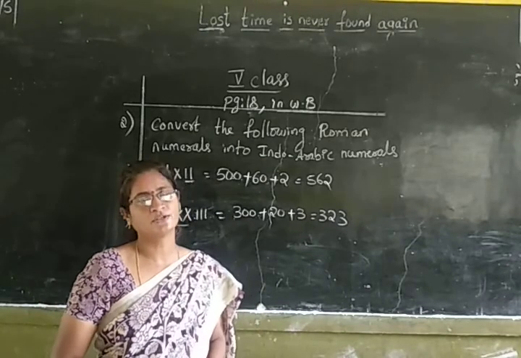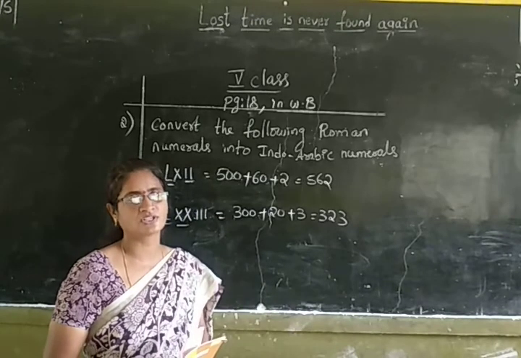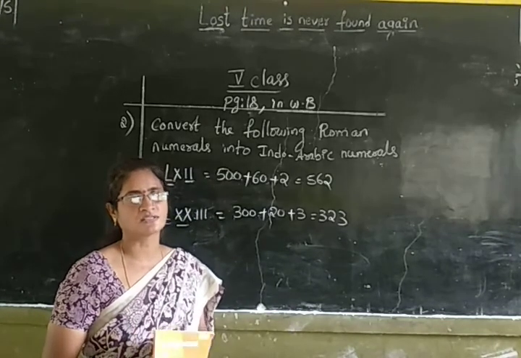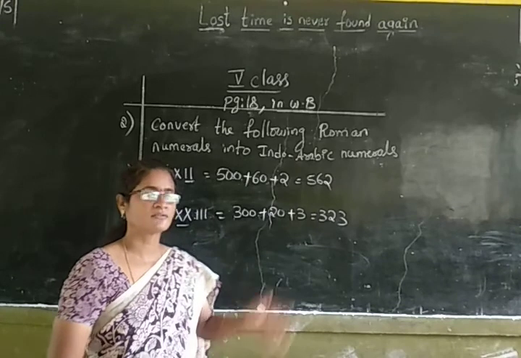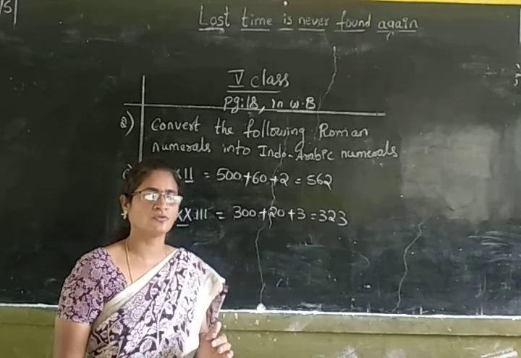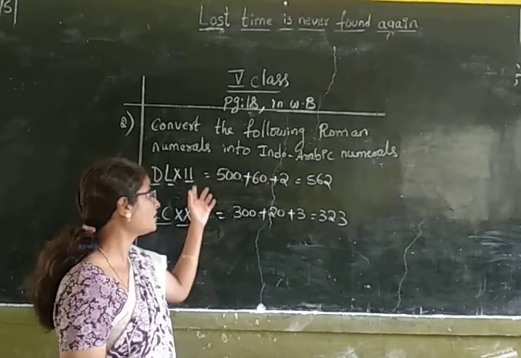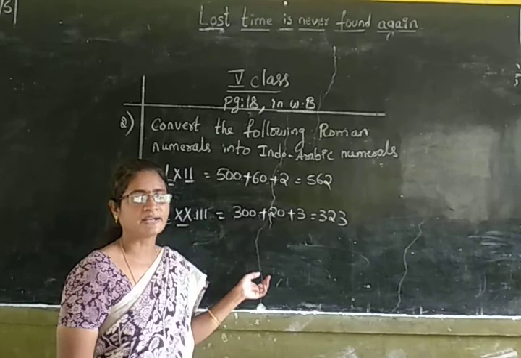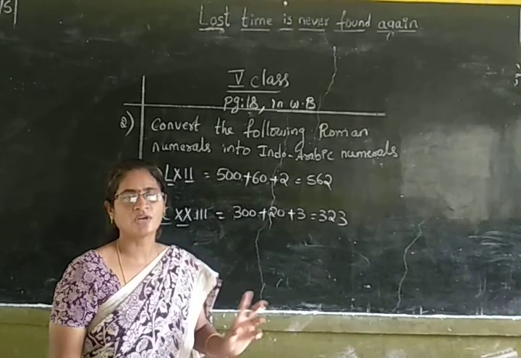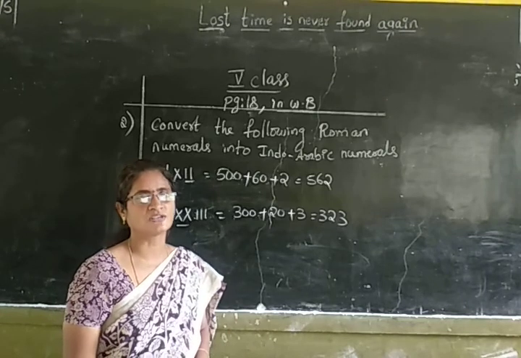Remaining sums you try to do on your own. I will be giving answers for both the first question and second question so that you can check your answers. Did you understand, children? I have done 5 sums in the first question. Remaining sums you do on your own. I will be giving the answers in the WhatsApp so that you can check your answers. Similarly, I have done 6 sums in the second question. Remaining sums you try on your own.